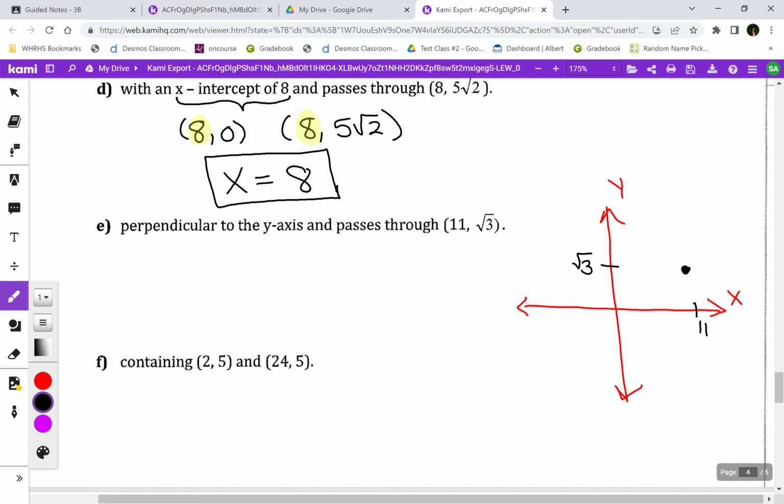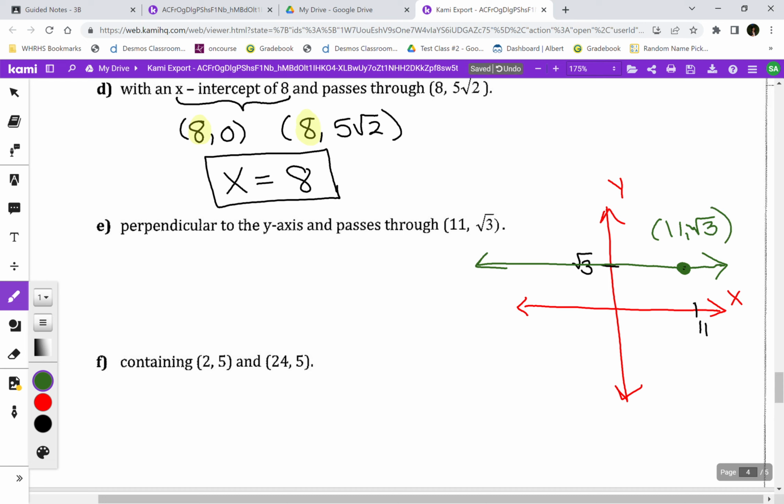So if I have to be perpendicular to this y-axis, what kind of line do I have to draw? Milo? Good. Wouldn't I have to draw a horizontal line? And now I have to draw a horizontal line that goes through this point. Right there. This is the point 11, comma, root 3.